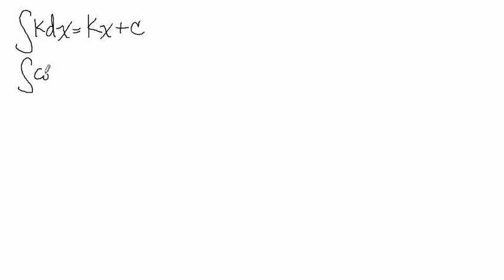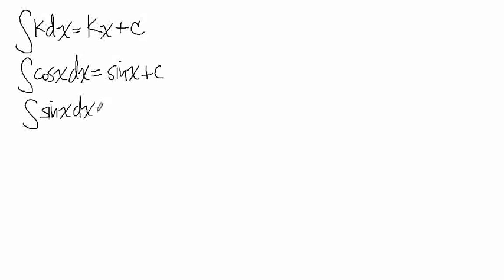The antiderivative of the cosine of x is the sine of x plus the constant of integration. The antiderivative of the sine of x is minus the cosine of x plus the constant of integration. All of these are antiderivatives with respect to x. Let me say that.